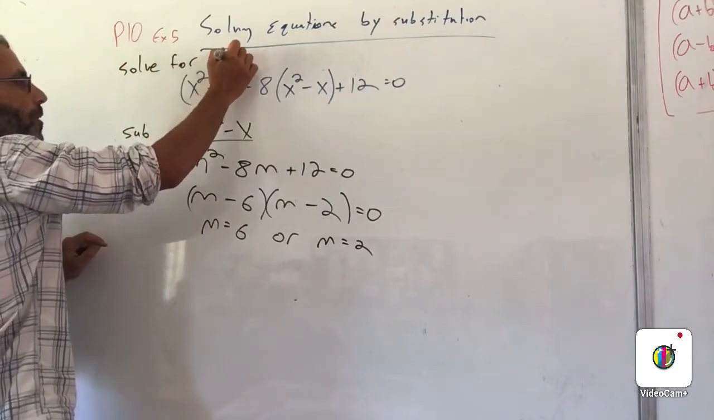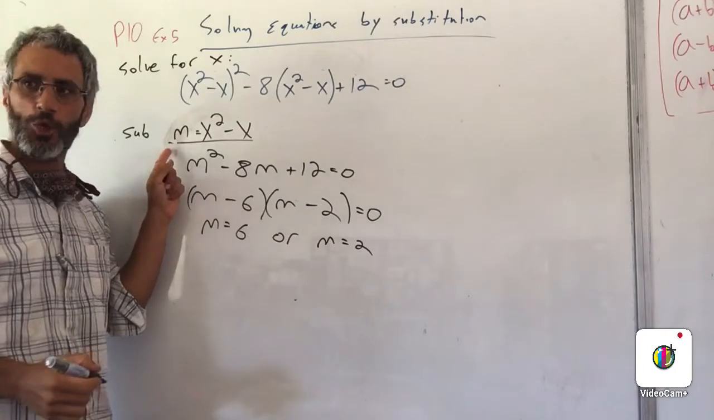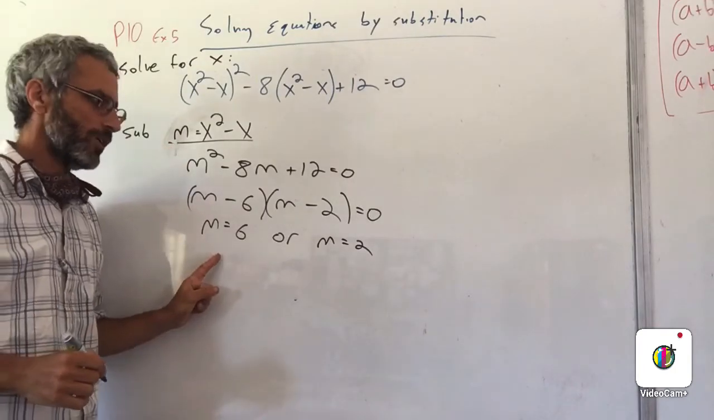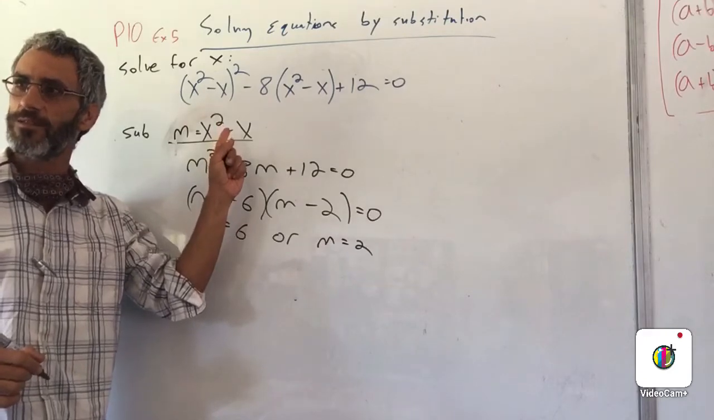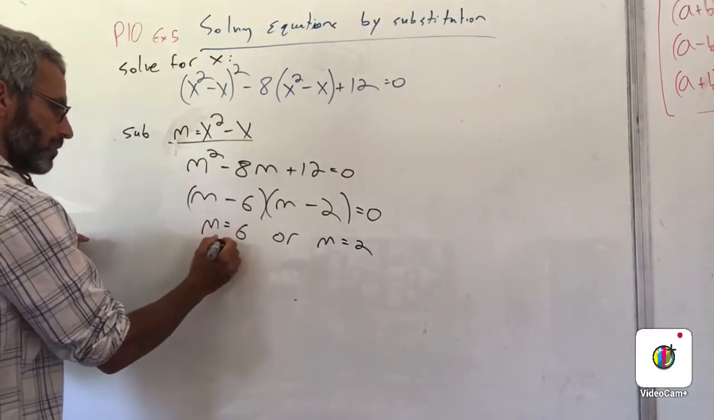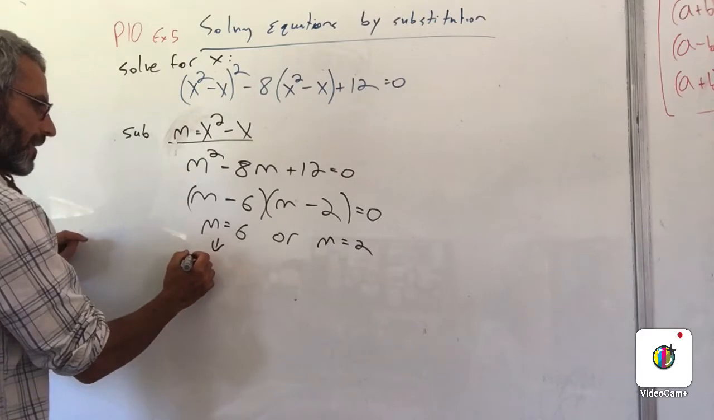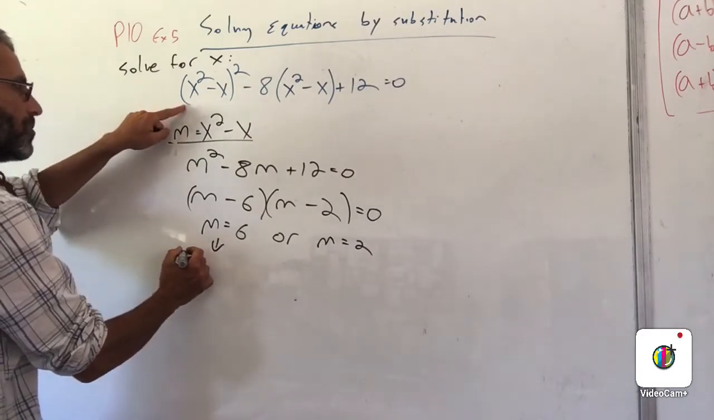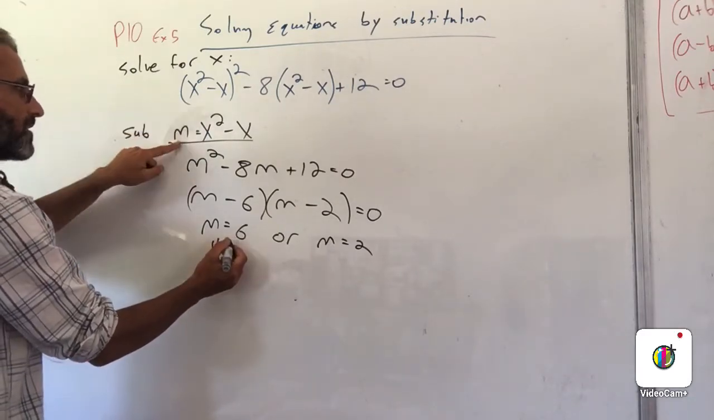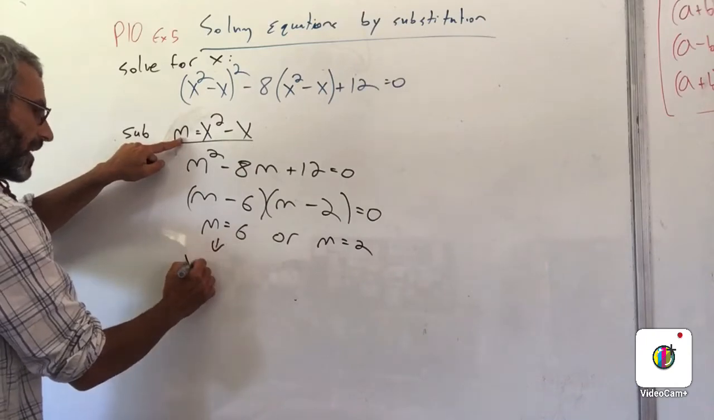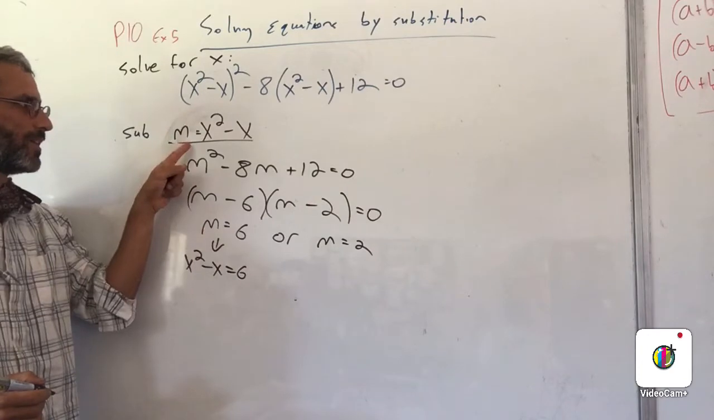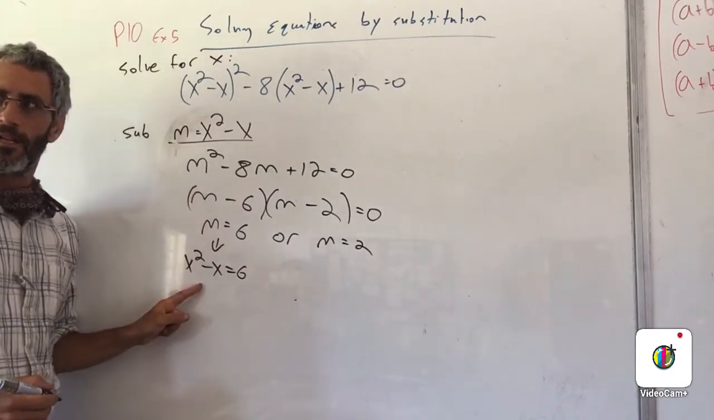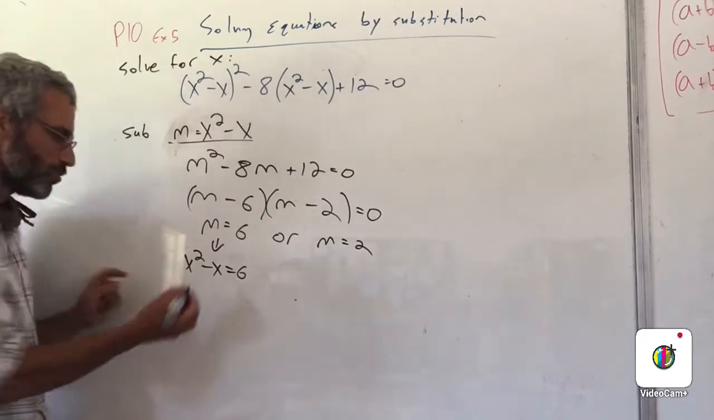We were very clever and we made the substitution, but we still haven't found x. So now we need to explore each M and find out what x is. If M equals 6, that means that x squared minus x equals 6. This tells you that x squared minus x is 6. Are you alright with that? Okay, but that's a quadratic equation. I can do that one.